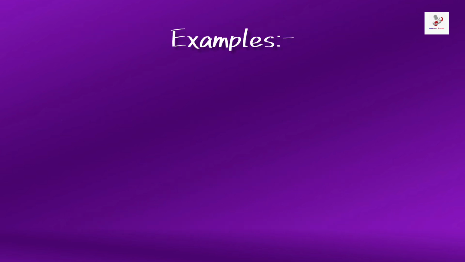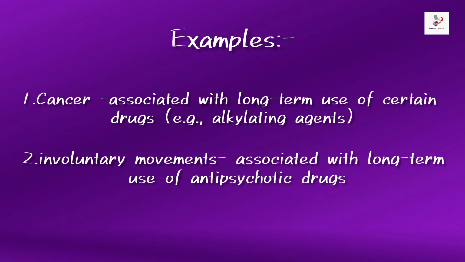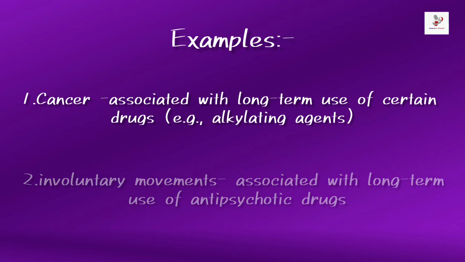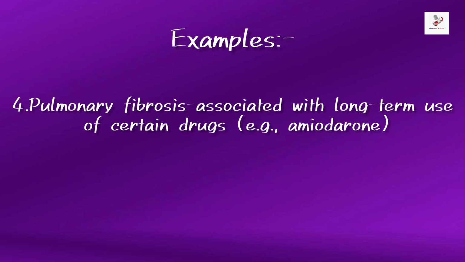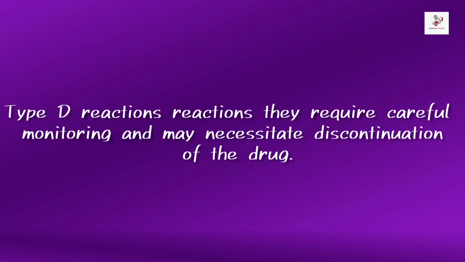Examples of type D drug reaction. First one, cancer, associated with the long-term use of certain drugs. Example, alkylating agent. Second one, involuntary movements, which is associated with the long-term use of antipsychotic drugs. Third one, osteoporosis, associated with the long-term use of corticosteroids. Fourth one, pulmonary fibrosis, which is associated with the long-term use of certain drugs. Example, amiodarone. Fifth one, immune-mediated reaction. Example, lupus-like syndrome, which is associated with the long-term use of certain drugs. Example, hydralazine. In type D drug reaction, they require careful monitoring and may necessitate the discontinuation of the drug.